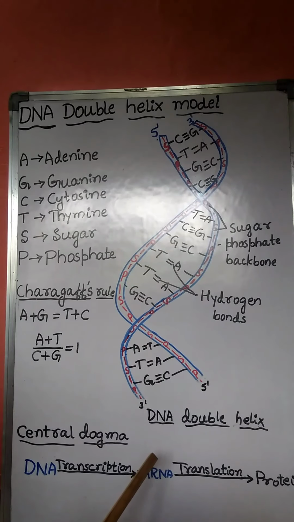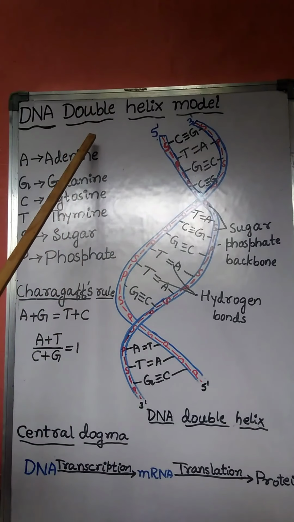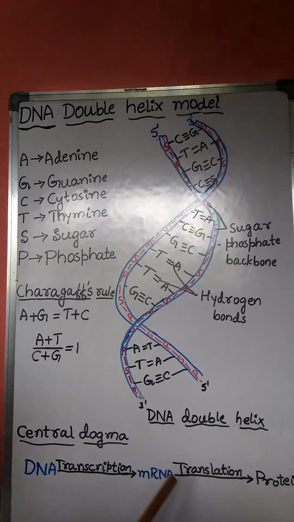In 1953, James D. Watson and Francis H. C. Crick proposed the structure of DNA with the help of the results obtained from X-ray diffraction and crystallographic methods. They proposed a model called the DNA double helix model, which explains the structure of DNA.